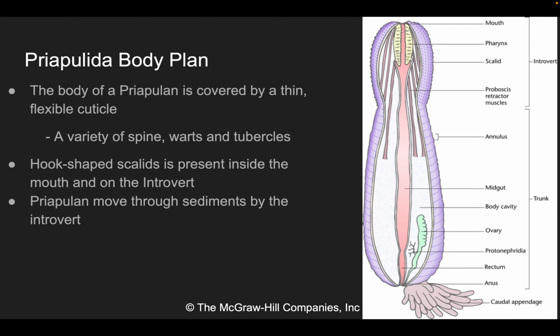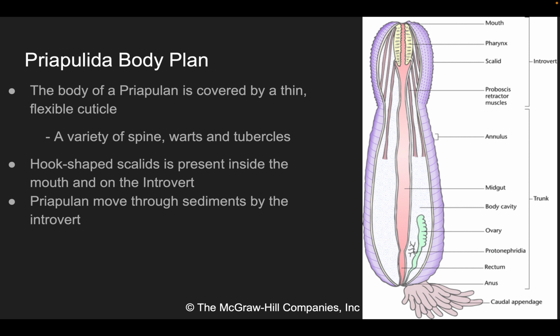So here is the Priapulida's body plan. As you can see from the image on the right, the body contains a thin, flexible cuticle with a variety of spines, warts, and tubercles. You can see right here the mouth has hook-shaped scalids, which are inside the mouth and on the introvert. The parietal plane moves through segmental by the introvert.